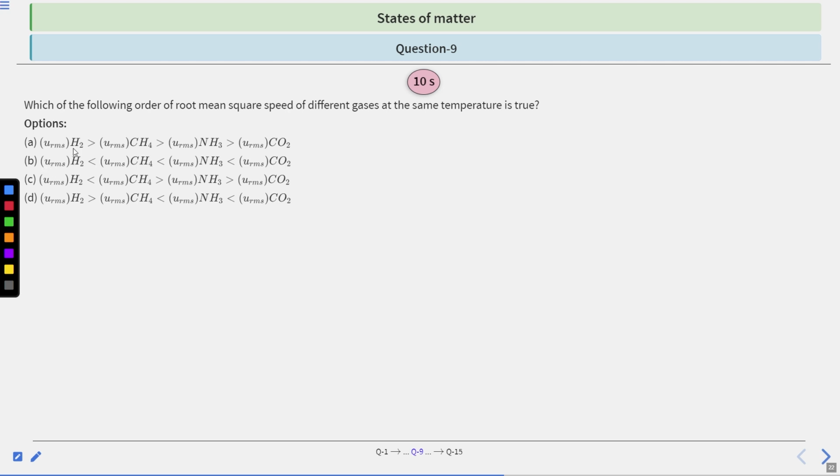Or root mean square speed of H2 is less than that of CH4, is less than that of NH3, is less than that of CO2. Or root mean square speed of H2 is less than that of CH4, greater than that of NH3, greater than that of CO2. Or root mean square speed of H2 is greater than that of CH4, less than that of NH3, less than that of CO2. So you have 10 seconds to solve this question. After that, we will see the answer.